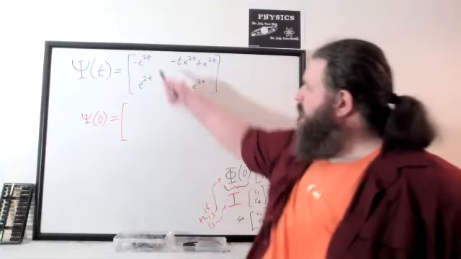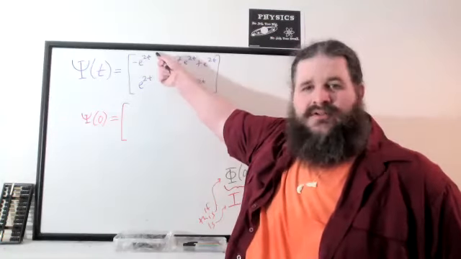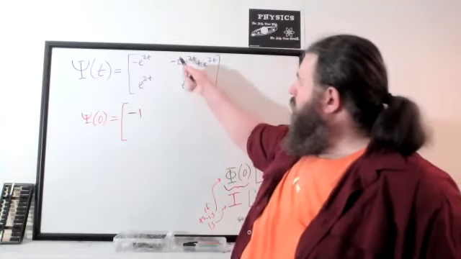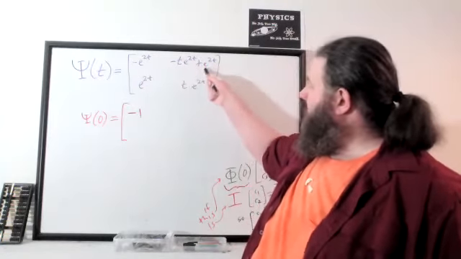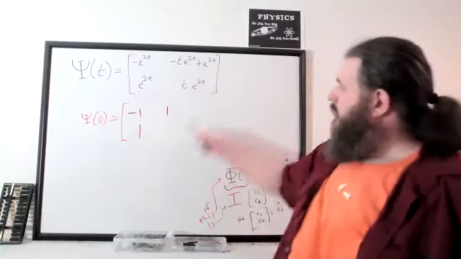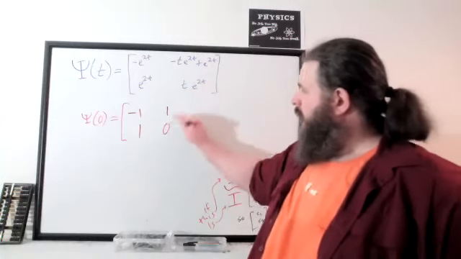Can we actually do that? Just plug in 0 for t. E to the 0 is just going to be, yeah, so we get -1. Then t is 0, so this drops out. We just get e to the 0, which is 1. E to the 0 is 1 again. And then 0 times e to the 0 is 0.